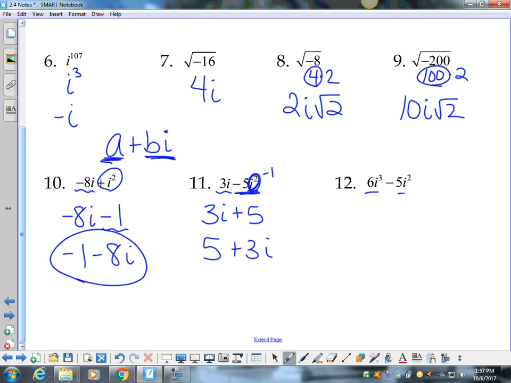Okay, now this one's got issues. So let's see, i cubed is a negative i. So times 6 would be a negative 6i. i squared is a negative 1. So that would make that a plus 5. And then I'll put the real part in the front, imaginary part in the back. Make sure you get your signs right.